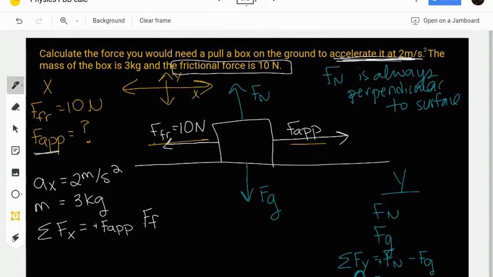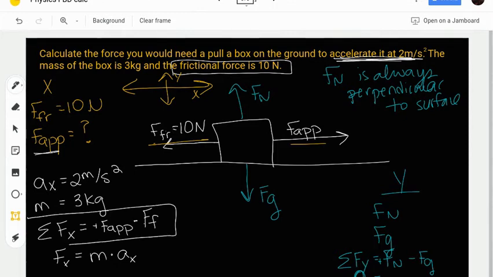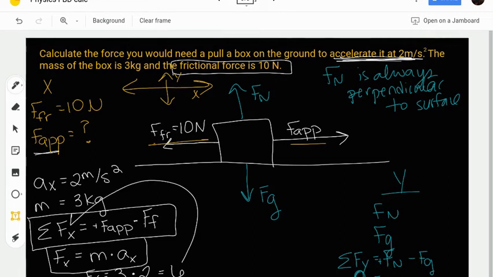And then the other equation that you need to be familiar with is your forces equal mass times acceleration. Because it's moving in the x direction, I'm going to put a little x right there for acceleration and right here for the forces. Now, I don't have enough information to use this first one yet, but I do for this second one. So my forces in the x direction have to equal my mass, 3, times my acceleration, 2, which is 6. So then I can take this and plug it in here.